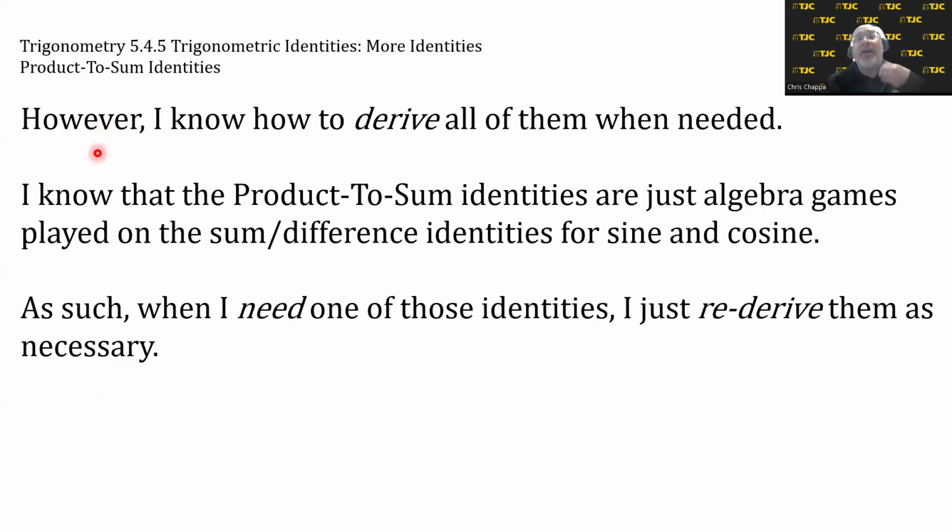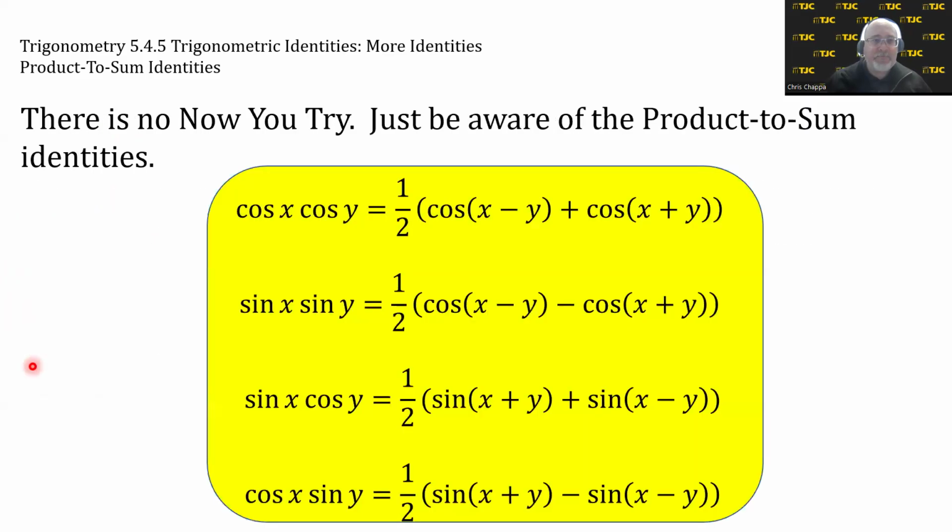However, I know how to derive all of them when needed. I know that the product to sum identities are just algebra games played on the sum difference identities for sine and cosine. As such, when I need one of these identities, I just rederive them as necessary. There is no now you try. Just be aware of the product to sum identities.